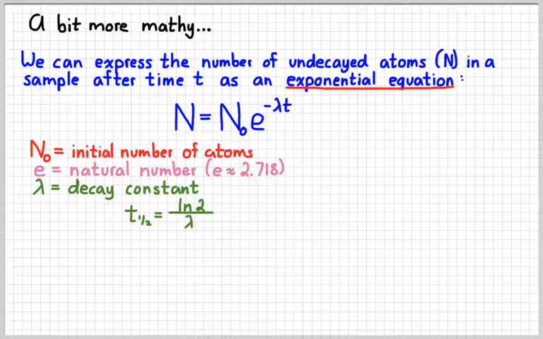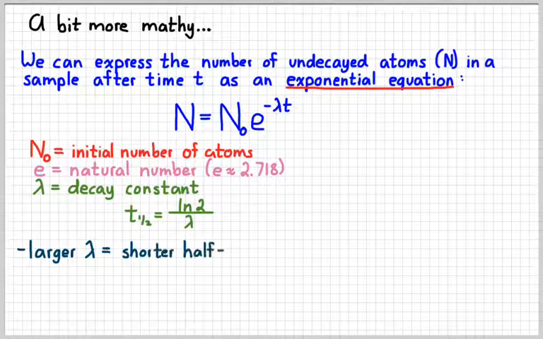To relate the decay constant to the half-life, we can do something like this. We can say that the half-life is the natural log of 2 over lambda. We're not going to take the time to derive all this. We're just going to use it and go.